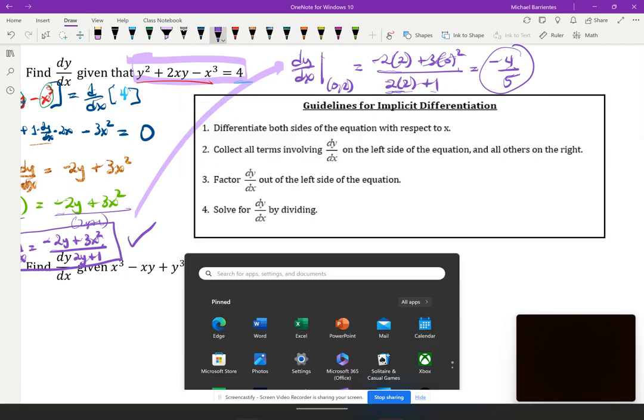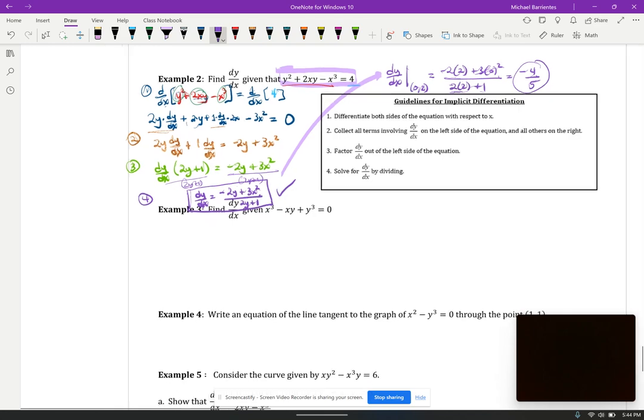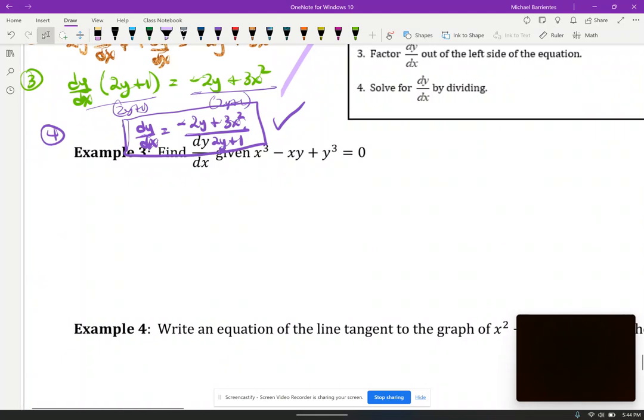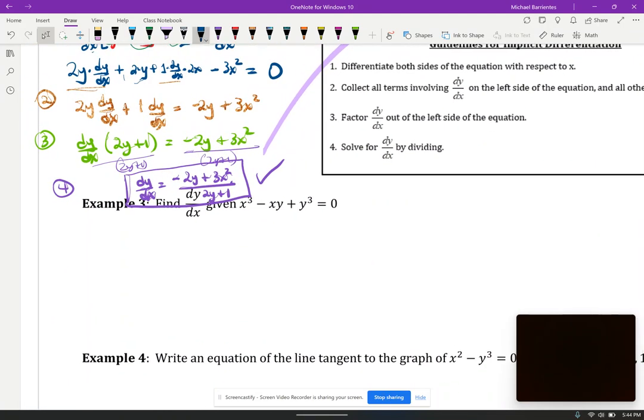So let me go back and zoom out, and we are going to do number 3. We're going to follow the 4 steps. Step 1, take the derivative of both sides. So I'm going to take the derivative, and by the way, I'm writing this. You don't have to, but I'm writing it so that I can be very careful and make sure that I'm doing all the steps that I need to do.